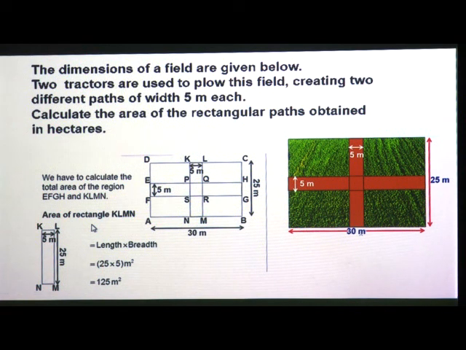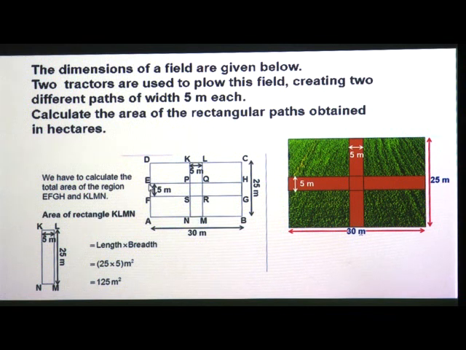So, in this way, by writing a formula we can find the length and breadth. Substituting the values, we can find the area of the rectangle KLMN. So, what is the length? It is 25 meter, so we write 25 meter. The breadth is given to us, we can see in the figure, it is 5 meter. So, we write 5. It is meter, so it is meter square. So, 25 fives are 125 meter square. What is it? It is the area of KLMN.